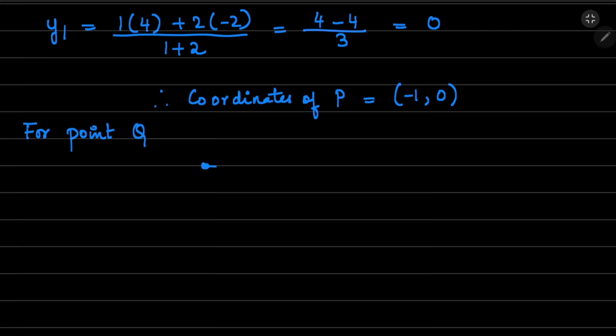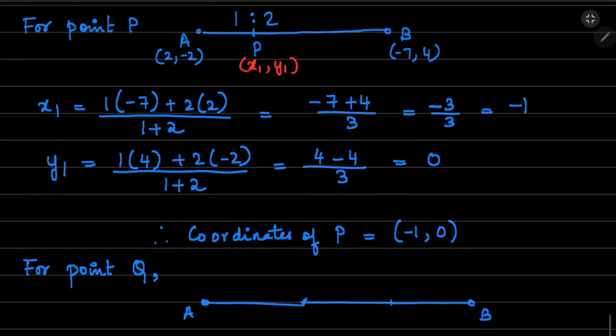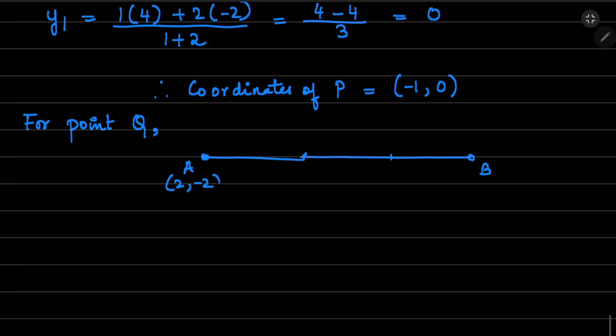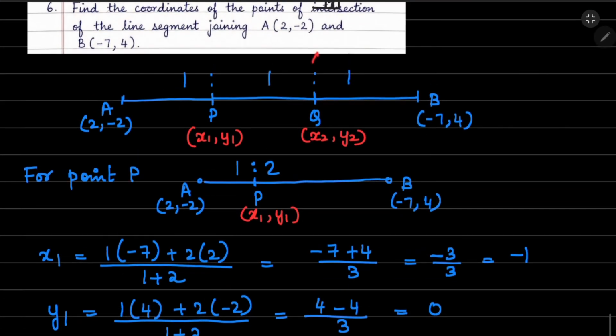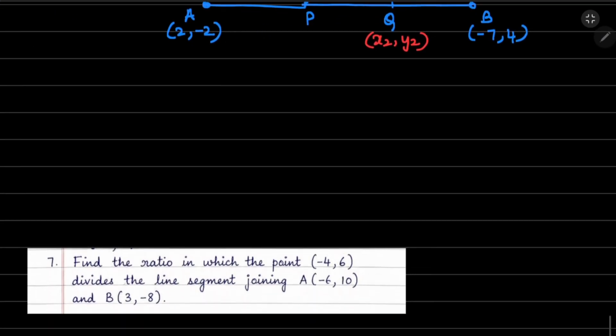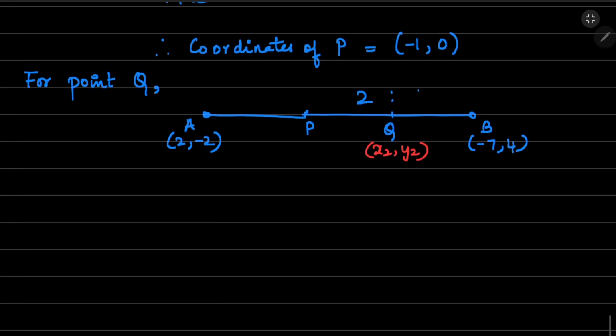For point Q, again, let us draw the line segment AB. What is A? 2, minus 2. The point B, minus 7, 4. This is your point P, which you have already found out. And the point Q, let it be your x2, y2. So in what ratio is the point Q dividing AB? It is dividing it in the ratio 2:1. Now using the section formula, we can easily calculate what is x2.